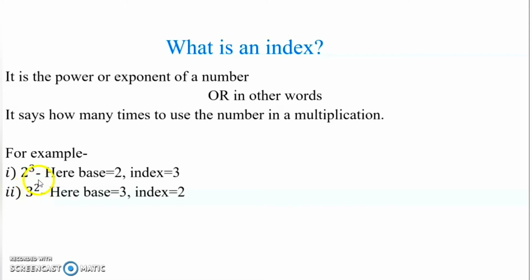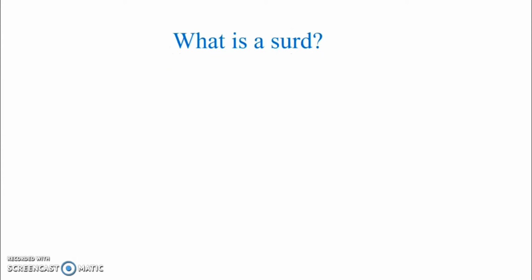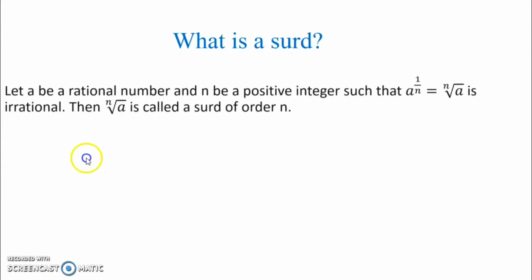Now this suggests that 3 has to be multiplied only 2 times. So once you have understood what is an index, let me go to the surd. So what is a surd? Let us look at the definition.